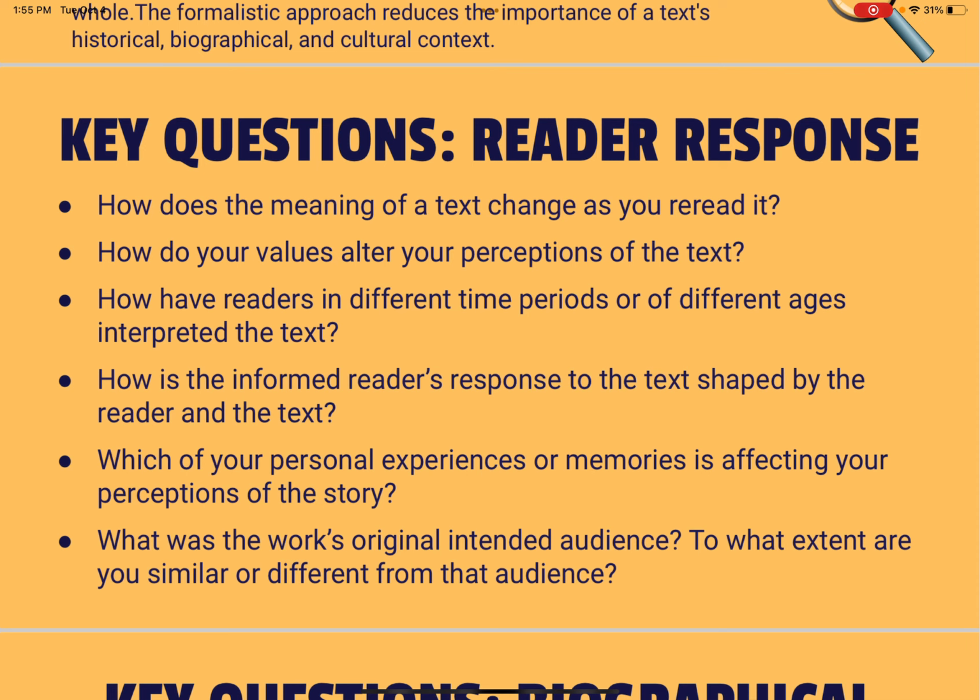And then what was the work's original intended audience, and to what extent are you similar or different from that audience? So is the poem originally written for a female audience in the 1800s? And how do you relate to that? Are you a member of the female audience? None of us were alive in the 1800s, even me. So again, obviously I'm different from that, but can I connect to the text, and how so? These are not the only questions for reader response, but these are some key questions to help you think about your personal connection to the text.